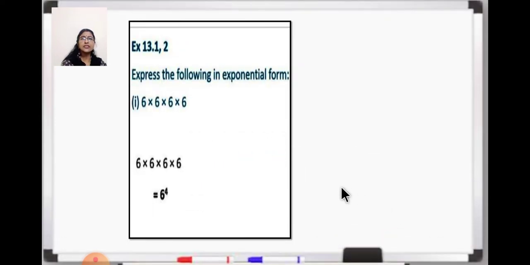Now next question, question number 2, express the following in exponential form. Now you can see here, children, the number is given in multiplication form and we have to write it in exponential form. So for that, what you will do, you will see this 6 is the base which is written how many times? You can see 4 times. So we will write 6 as the base, and it is repeated 4 times. So we will write 6 to the power 4. So this is the exponential form of this number.